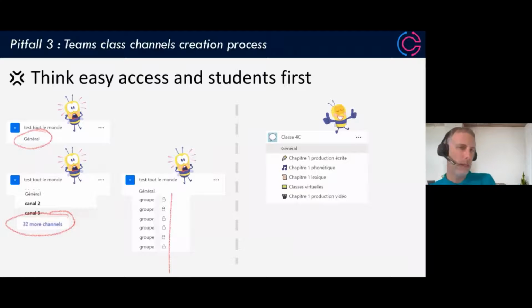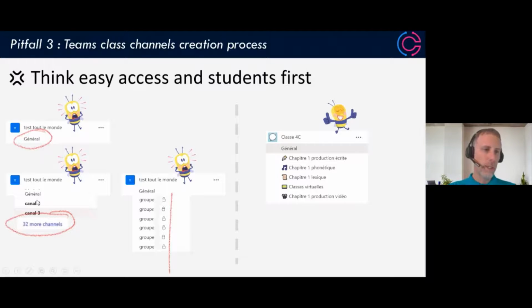The third pitfall, and maybe we have the same pitfall in the business version, I guess, is the channel creation process. You really have to think easy access and students first. As you can see, I put some bad examples I see in many educational institutions, which have only the general channel and no other channels. This is not a good example. The general channel is only for giving some specific information, but if you want to give students thematic information or subject information, then you have to create a specific channel for this.